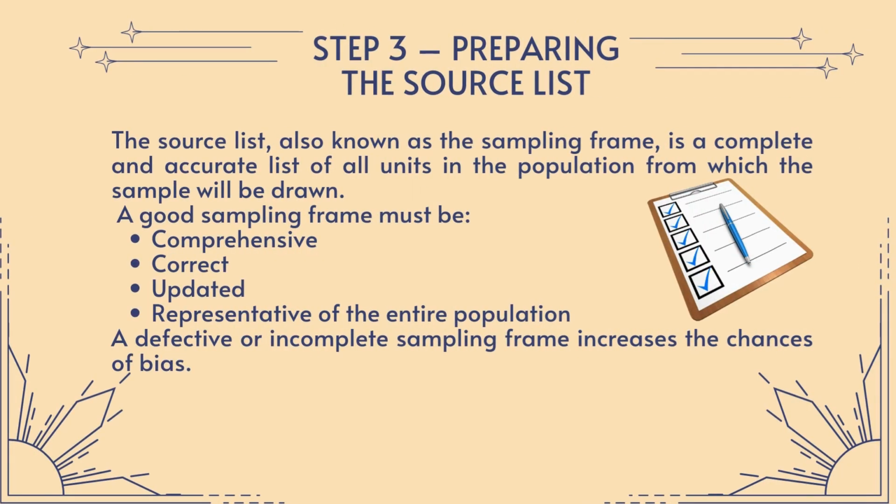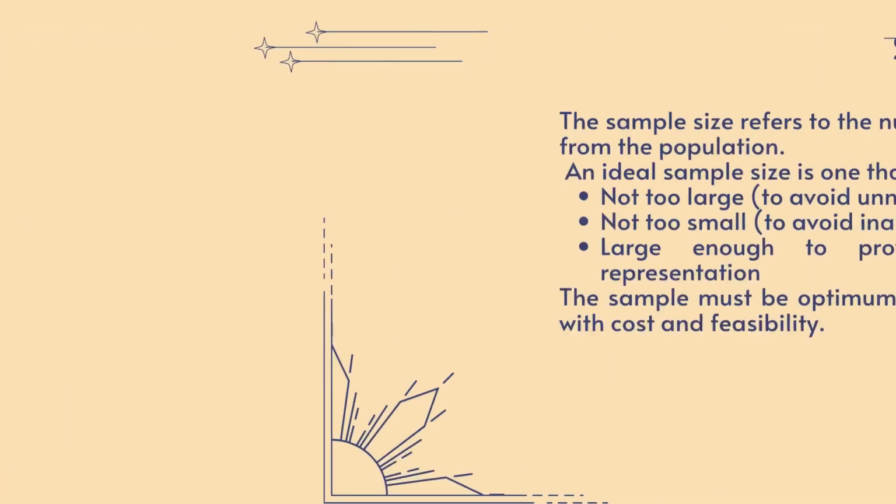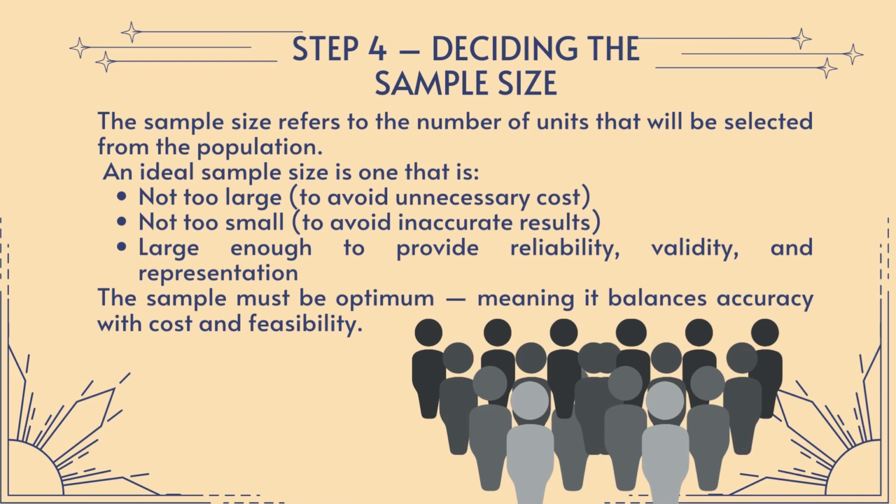Step third is preparing the source list. The source list, also known as the sampling frame, is a complete and accurate list of all units in the population from which the sample will be drawn. A good sampling frame must be comprehensive, correct, updated, and representative of the entire population. A defective or incomplete sampling frame increases the chance of bias.